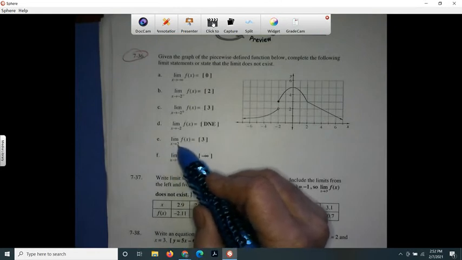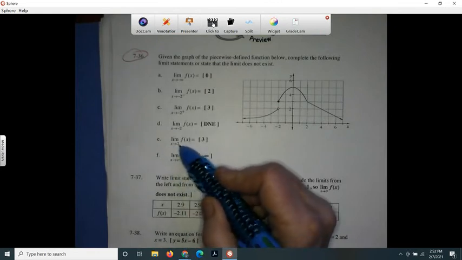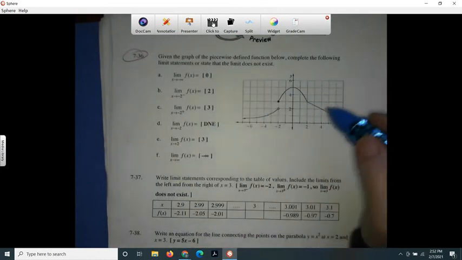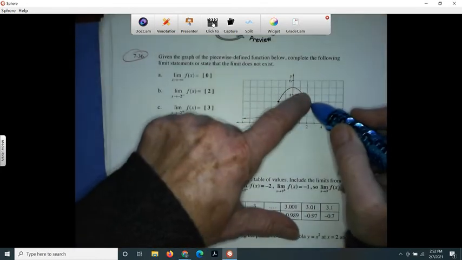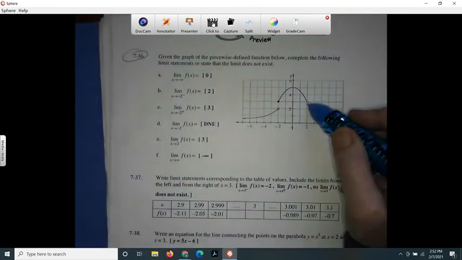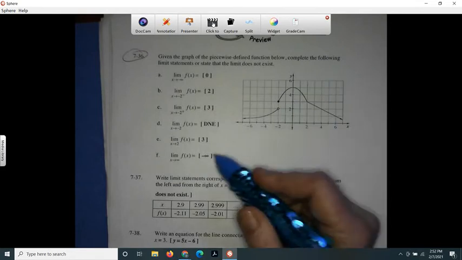Okay, here's a two-sided limit as x approaches 2. So it doesn't matter if you're from the right or the left. Where do you think you're going if you approach 2? Well, it looks like your y value is going to be 3.